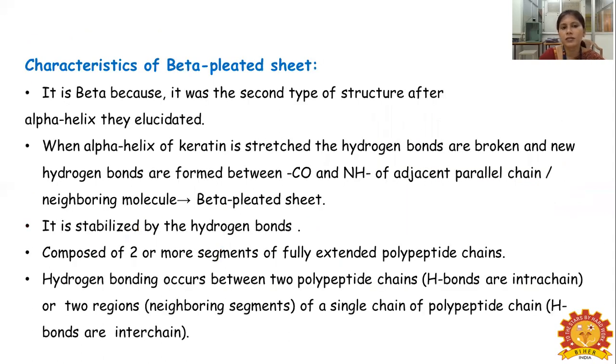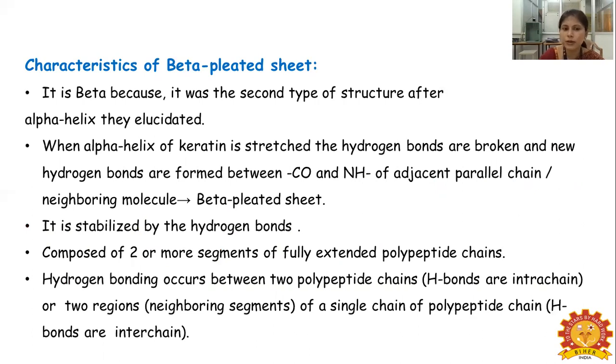So what are the characteristics of beta pleated sheets? It is called beta because it was the second type of structure after the alpha helix to be elucidated. When alpha helix keratin is stretched, the hydrogen bonds are broken and new hydrogen bonds are formed between the CO and NH of the adjacent parallel chain or neighboring molecule. This is called beta pleated sheets.